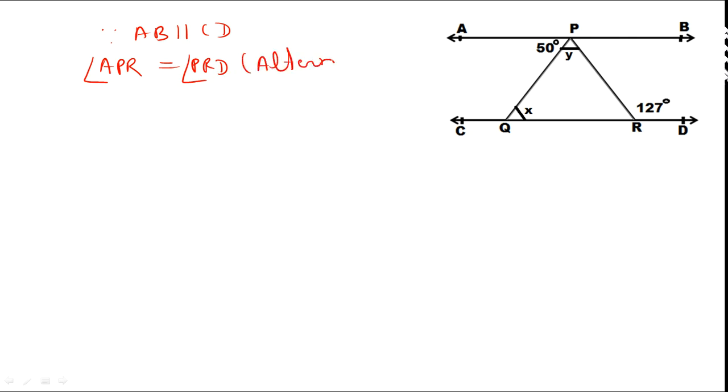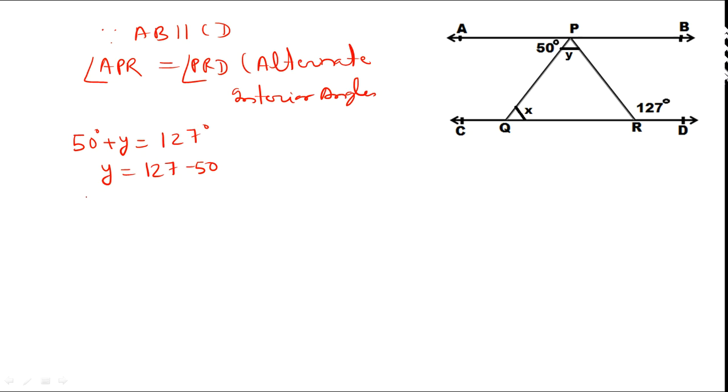Alternate interior angles are equal when two lines are parallel and they are intersected by a transversal. Alternate interior angles are equal. So in place of APR, I would like to write 50 degrees plus y, and the value of PRD is already given, that is 127 degrees. So y will be the difference of 127 and 50. Let us subtract. This comes out to be 77 degrees.